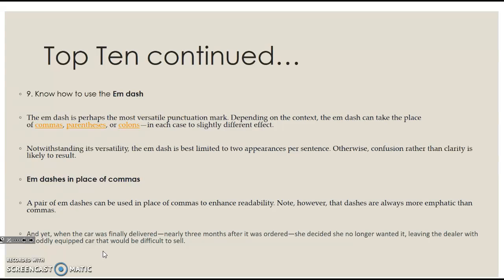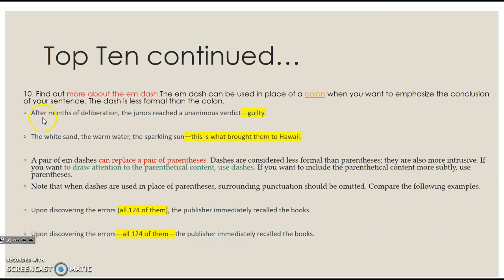I'm running out of time, so I'm going to go pretty quickly to the next one. Find out more about the em dash. You can use it in place of a colon when you want to emphasize a conclusion. And you can use it to replace a pair of parentheses. The video is probably going to end here in a moment, but I will have this on the PowerPoint so that you can still read all of the rules for dashes. I would like for us to try to use some dashes in our paper.